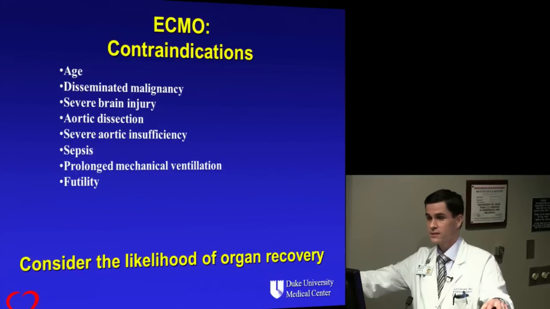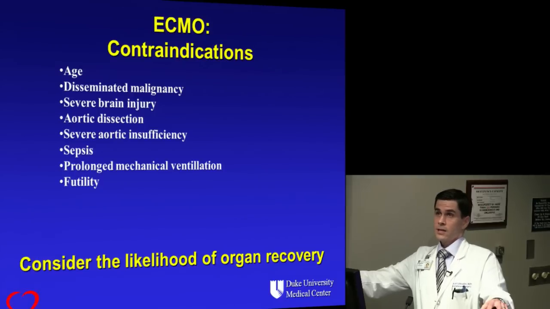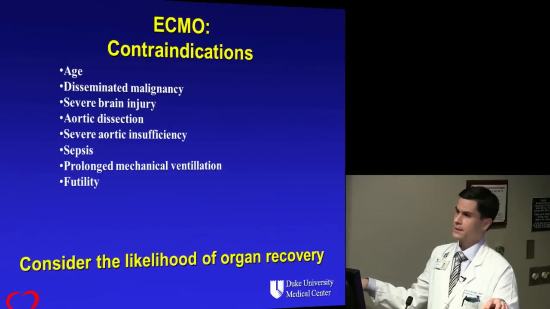Disseminated malignancy, severe brain injury, aortic dissection. Obviously, one, you don't want to propagate the dissection, either by increasing their systemic perfusion and enlarging the tear, or by cannulating the false lumen of the aortic dissection. Sepsis, prolonged mechanical ventilation. I think really that's a contraindication because, for hopes of lung recovery, people who've been on the ventilator for a month are not likely to recover the lung function. And then futility.